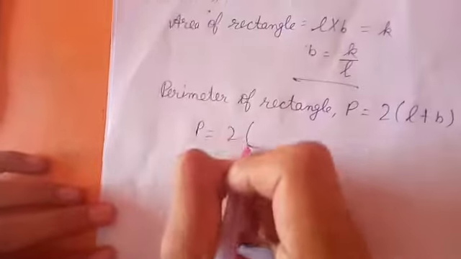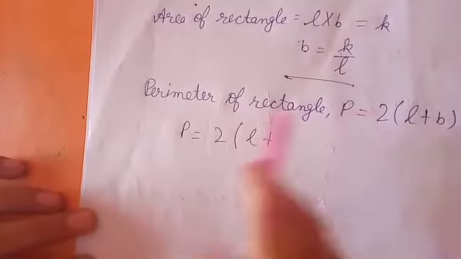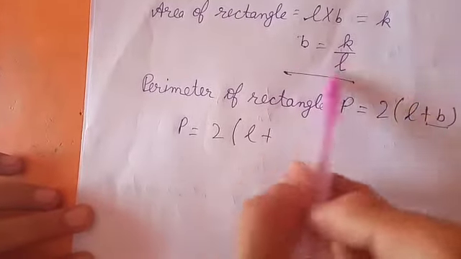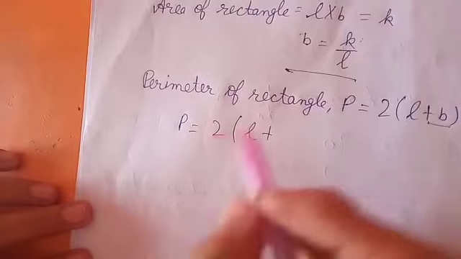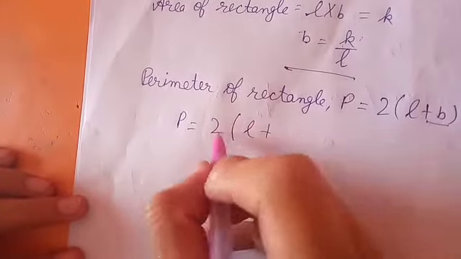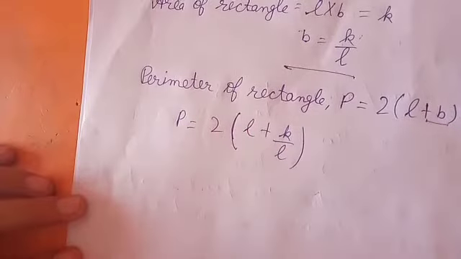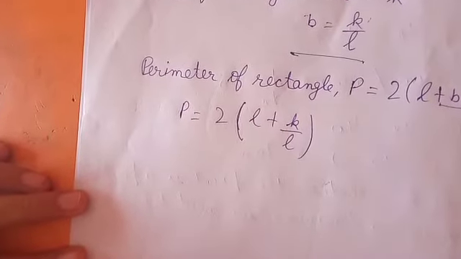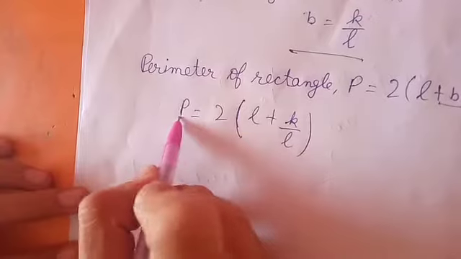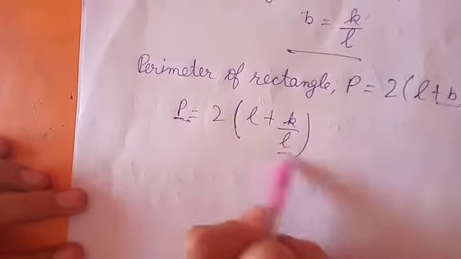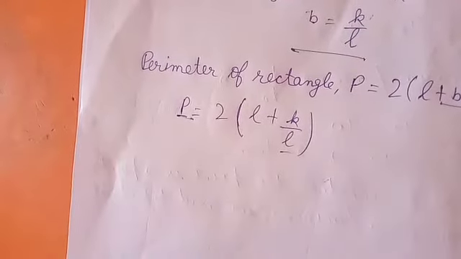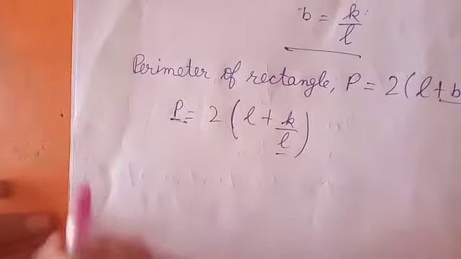It is the formula. Okay, so our P is equal to 2 times L plus, now in place of B I can use K by L, so perimeter becomes 2 times L plus K by L. Now I have got my perimeter in one variable, so now I can do its differentiation.